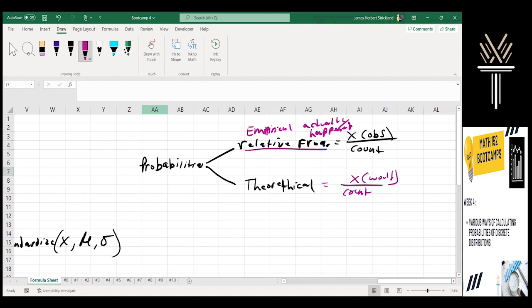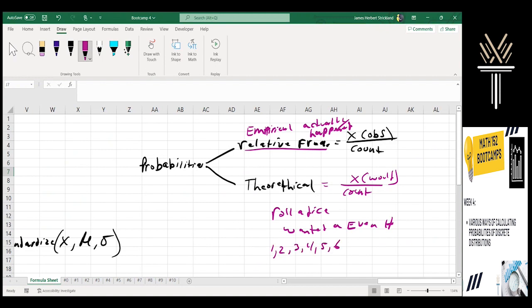Versus theoretical is something like that, something that could happen. And so if I want a theoretical probability, it could be something like, what if I roll a dice and I wanted an even number? Well, it didn't actually happen, but we know there's a 1, there's a 2, there's a 3, there's a 4, 5, and 6.